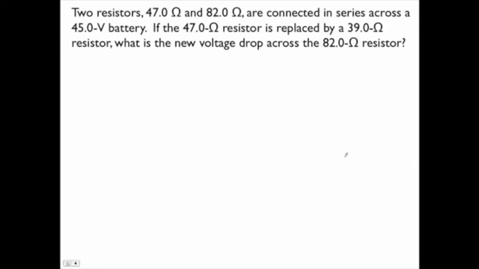Now, the two resistors are connected in series, and the 47 resistor is replaced by a 39 ohm resistor. What is the new voltage drop across the 82 ohm resistor? So all they want to know is the 82 ohm resistor. We have our resistance is 82 ohms. And then our current, instead of being 0.35 like it was in the earlier one, it's going to be 0.37.